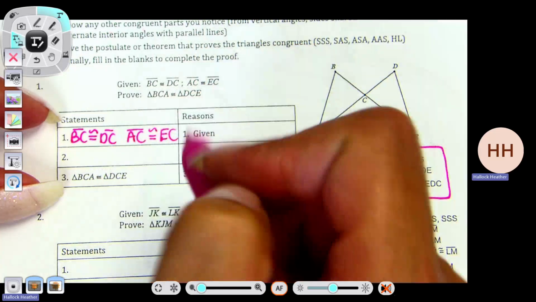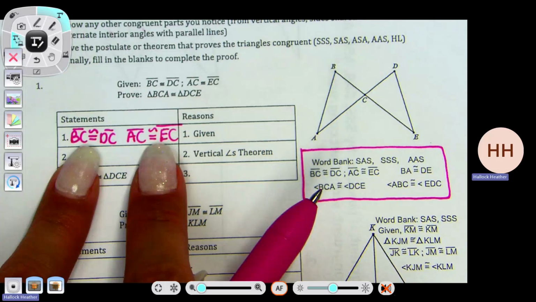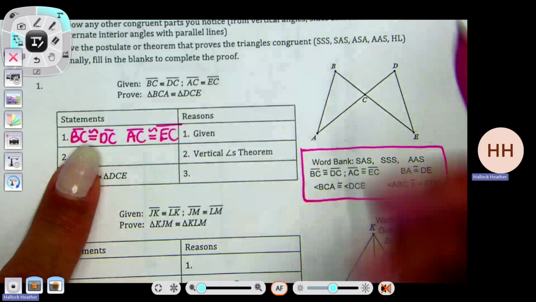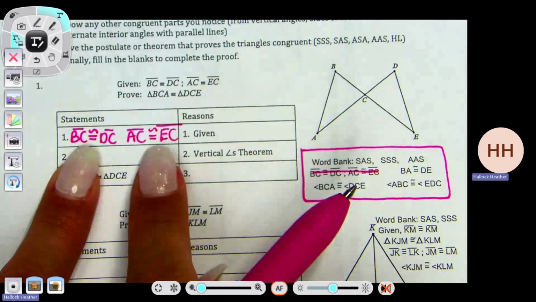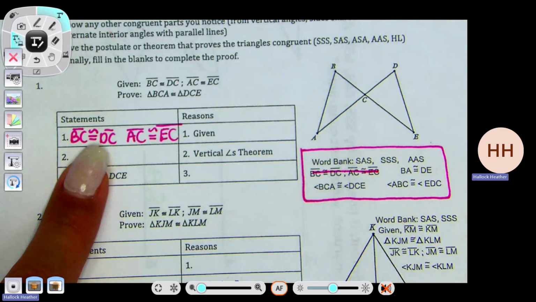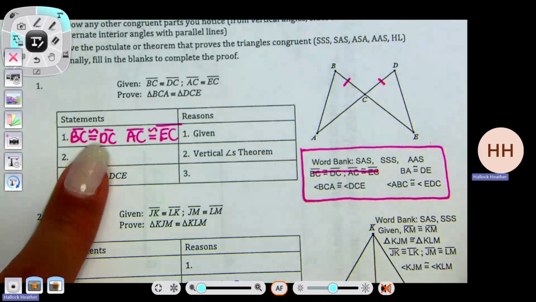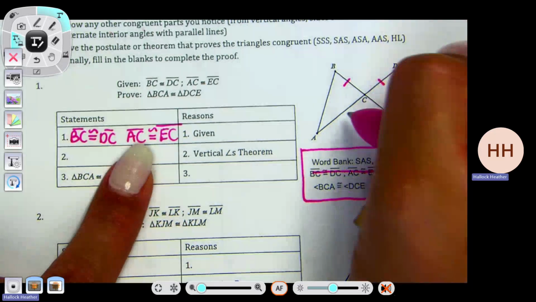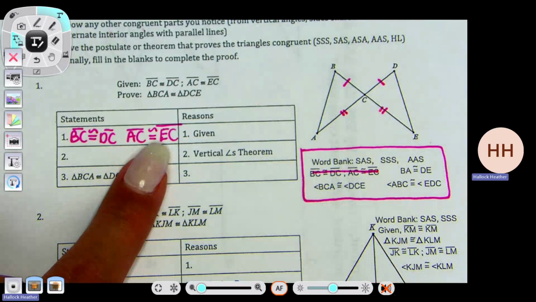Since these are congruency statements, does anybody remember what I should do with these once I have them written? Not cross them out. I mean, we could cross it out, but what else should we do? Add arc marks. The whole point of this is to put it on the picture. BC is congruent to DC. I'm putting a tick mark because it represents a side. So BC matches DC, I put a tick mark. AC is congruent to EC, so I put a tick mark. That's the whole point of this. You have to add your tick marks.